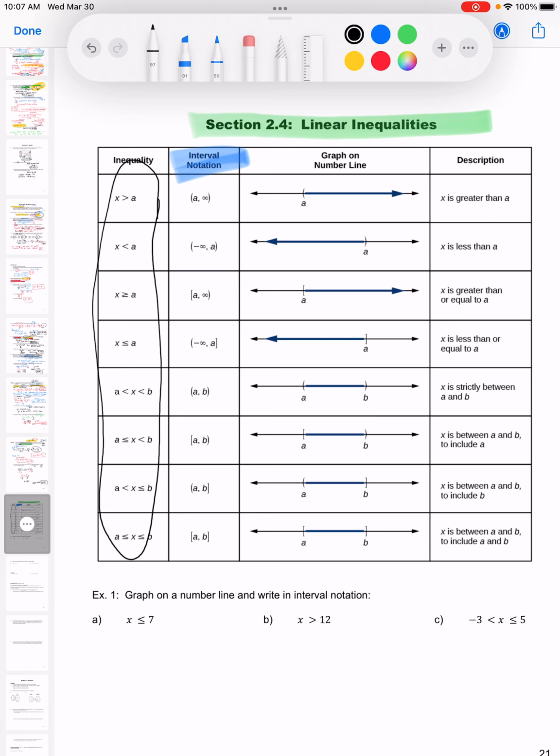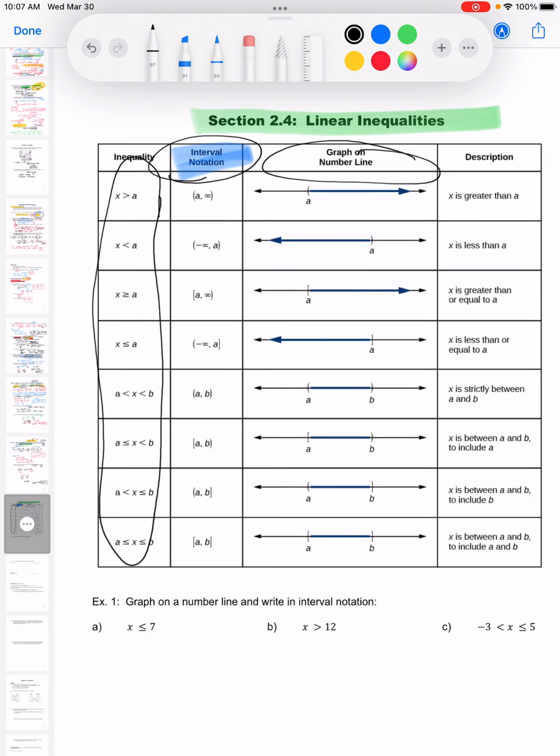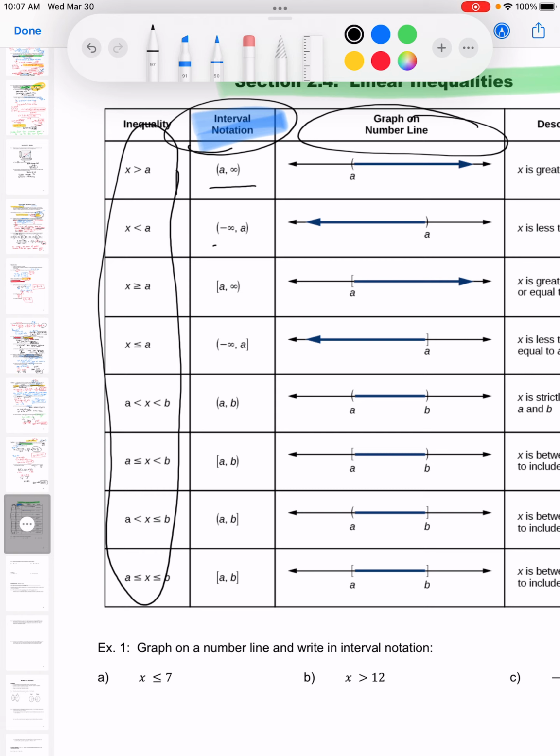Interval notation is a way that we write out the answer. A lot of times we call it maybe the domain of our graph. So we're used to graphing on a number line. Instead of having a visual, we can represent that with symbols, and that's this interval notation here. One of the big things is to know the difference between when to use a parenthesis and when to use a bracket. We can see here, I've got some with parentheses and then I've got some with brackets.